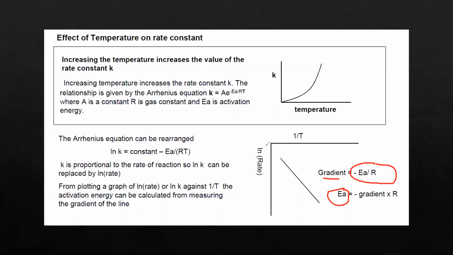So if we plot a graph of ln k and 1 over T, k is the rate constant. We can also plot ln rate as well. Is it clear, this graph? Because you compare with the equation of a straight line, y equals mx plus c, so y-axis ln k, x-axis 1 over T. So your gradient will be minus Ea over R.